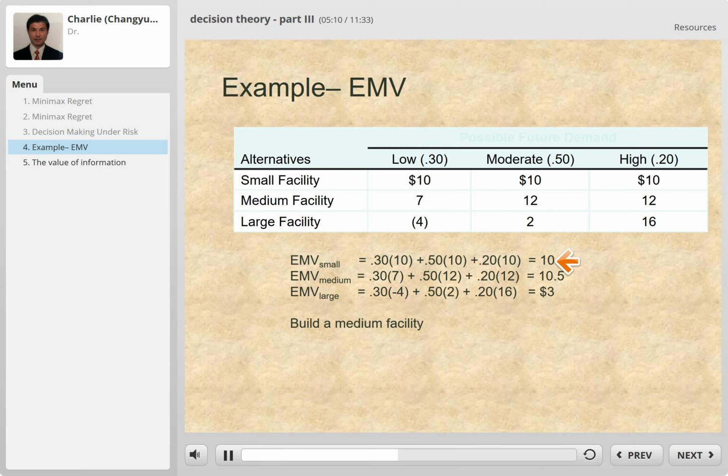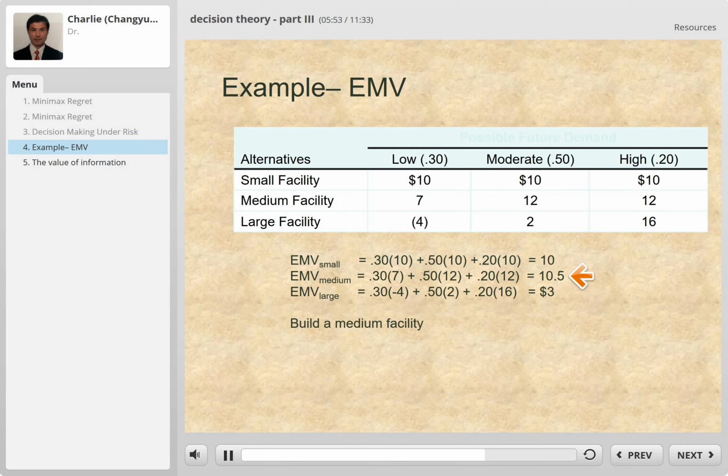Now, for small facility, it is 0.3 times 10 plus 0.5 times 10 plus 0.2 times 10. It equals 10. For medium facility, we do 0.3 times 7, 0.5 times 12, 0.2 times 12. So we add them up, we get 10.5. For larger facility, we do the same thing. The estimated return is $3 million. So we choose the largest out of the estimated, which is 10.5.